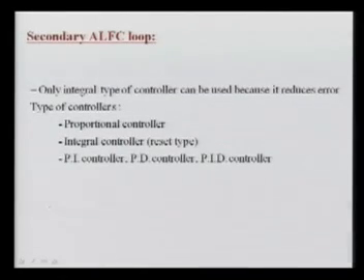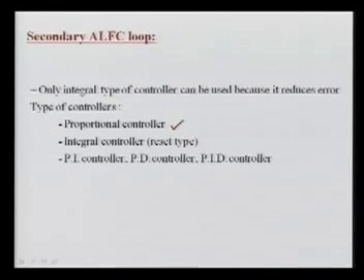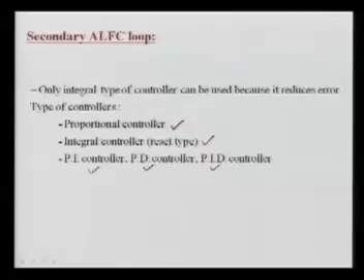In this secondary ALFC loop, various types of controllers are possible. Controllers can be the proportional controller, the integral controller, which is also called the reset type, the PI, that is the proportional integral controller, the PD controller, the proportional differential controller, and the PID controller. There are certain advantages over other controllers. Again, we will see this type of control when we discuss excitation system control, where we will compare them. But here this is a reset type because our error is existing every time.